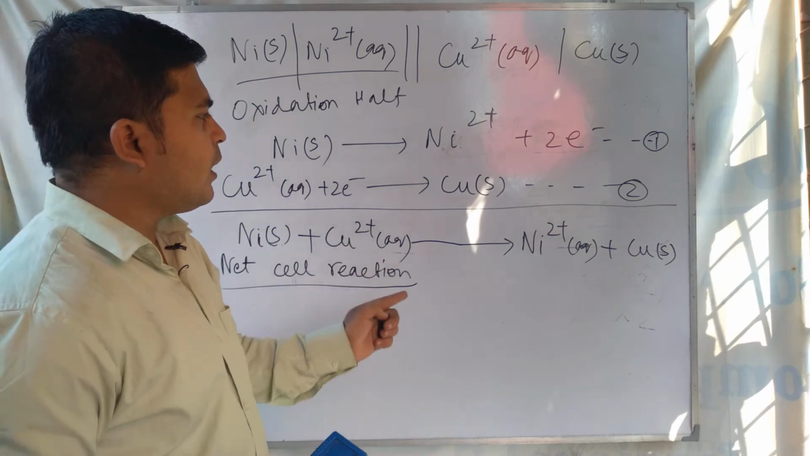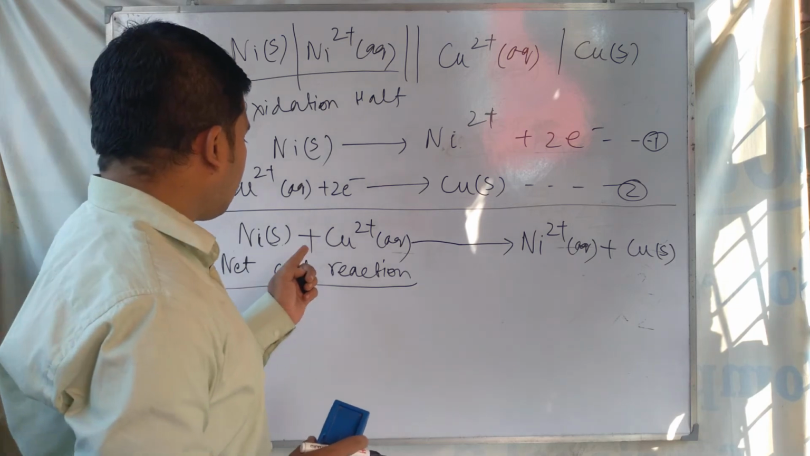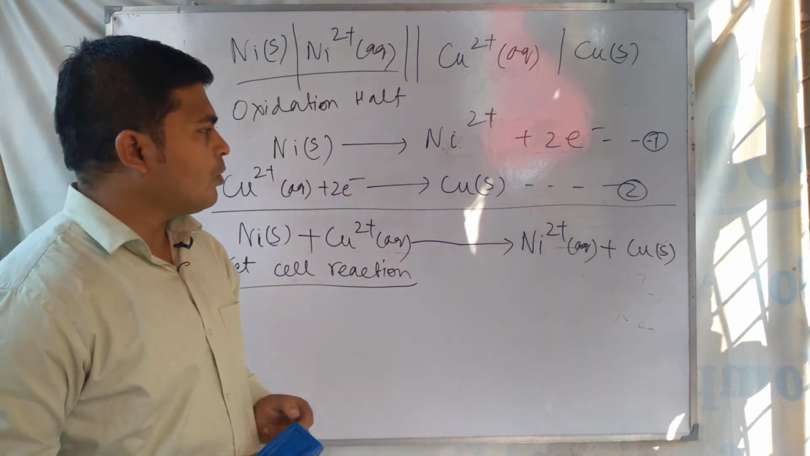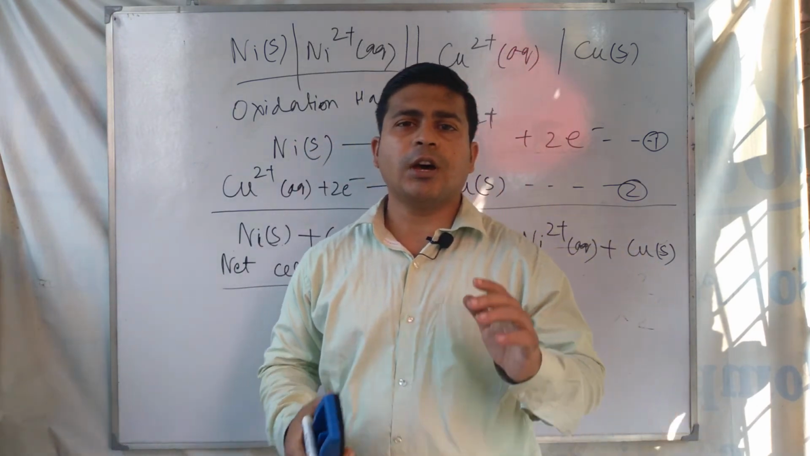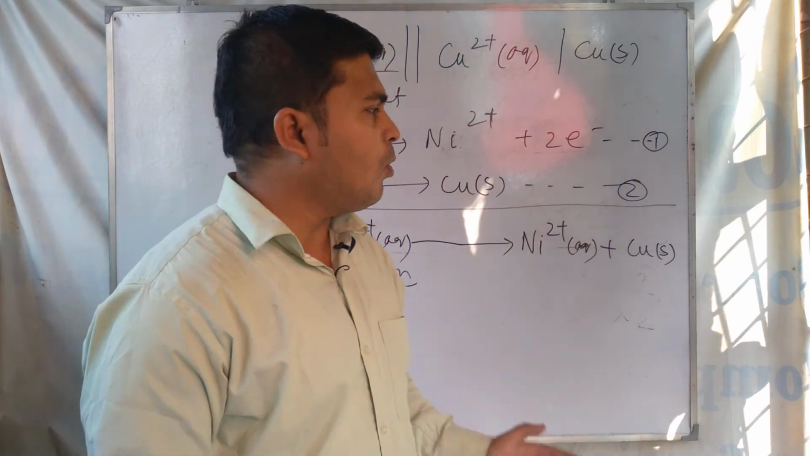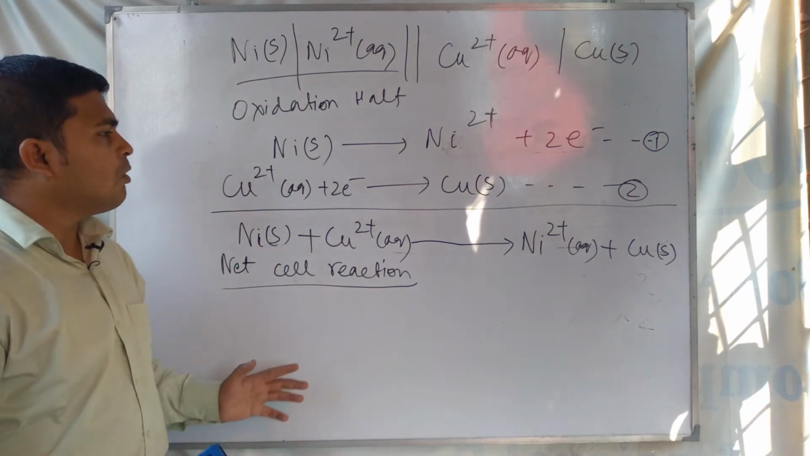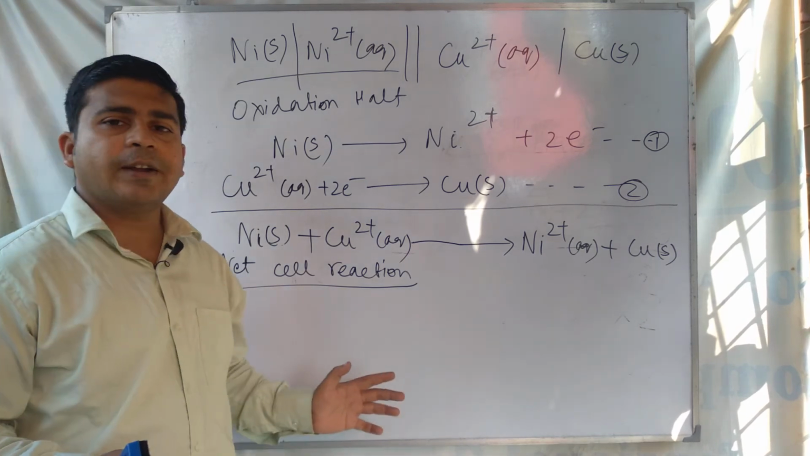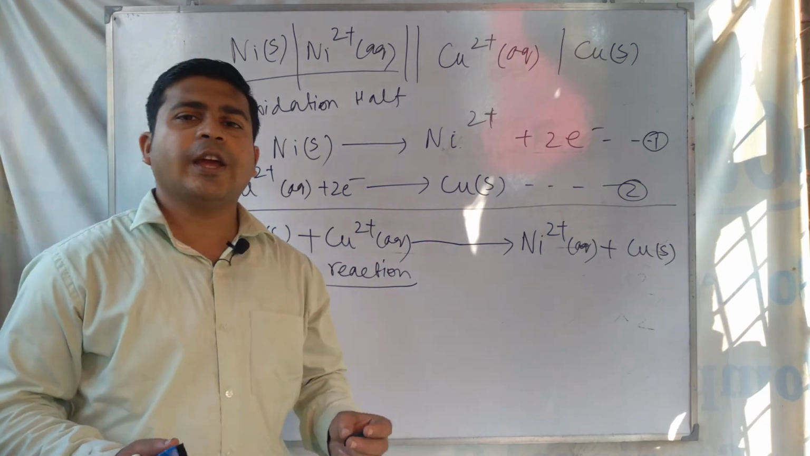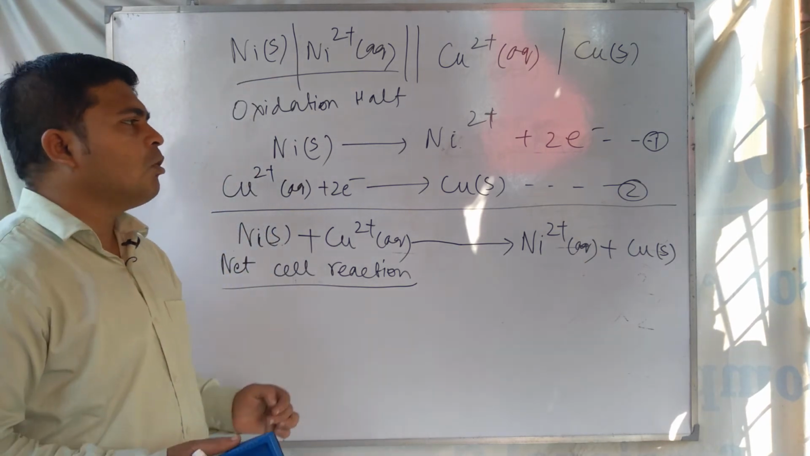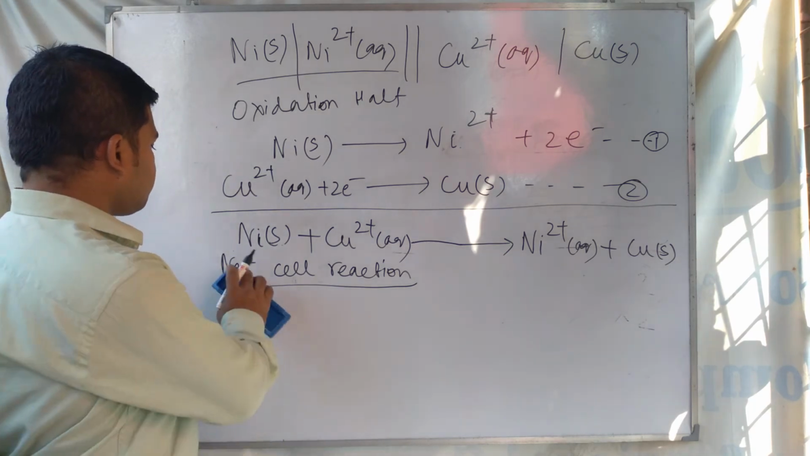You need to understand this overall cell reaction writing process, or net cell reaction writing process, because this is very important when you go for the calculation of the EMF of the cell. At that time this overall cell reaction is very important. Okay, so this is the second example where we are finding the overall cell reaction and the half cell reactions. Right now I would like to take another example to write the half cell reactions and the overall cell reaction.